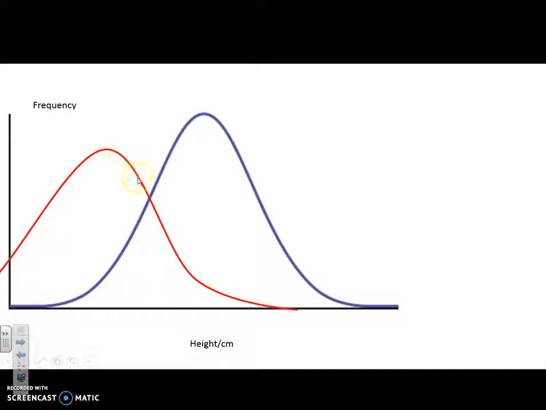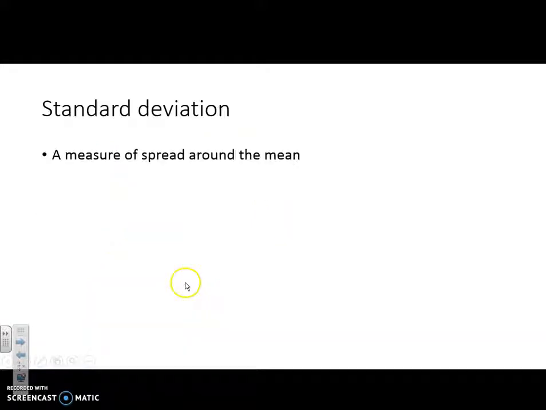So in order to assess how likely it is that we're making that kind of mistake, we calculate the actual standard deviation of the data, which gives us an indication of how big the spread is around the mean.